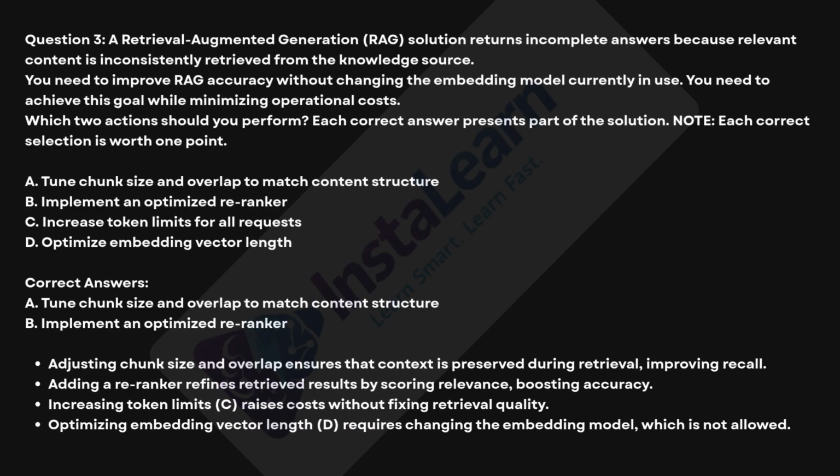Correct answers are A. Tune chunk size and overlap to match content structure. B. Implement an optimized re-ranker. Here's why. Adjusting chunk size and overlap ensures that context is preserved during retrieval, improving recall. Adding a re-ranker refines retrieved results by scoring relevance, boosting accuracy. Increasing token limits, C, raises costs without fixing retrieval quality. Optimizing embedding vector length, D, requires changing the embedding model, which is not allowed.